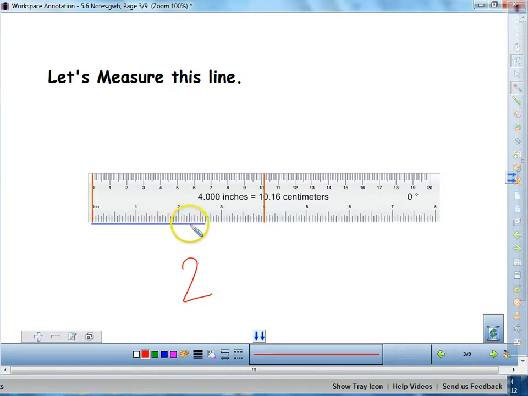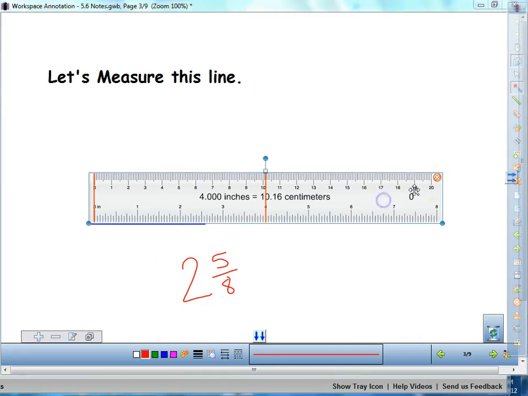And then we need to look, oh man, what do these little lines mean? Well, I know this middle one here means 1/2. And these second biggest ones are 1/4. So we've got 4 of those, 1, 2, 3, 4. The next ones down are eighths. I think that's where I'm going to need to go. I've got 1/8, 2/8, 3/8, 4/8, 5/8 is what it looks like to me. So 2 5/8 of an inch is how long that line is. All right, so good job. Let's go ahead and get rid of that line.